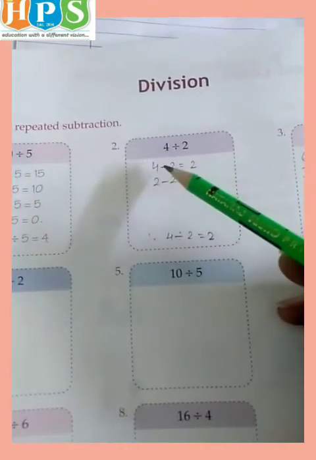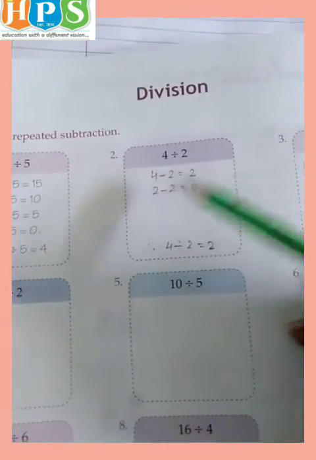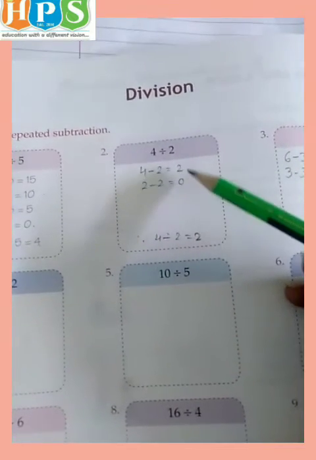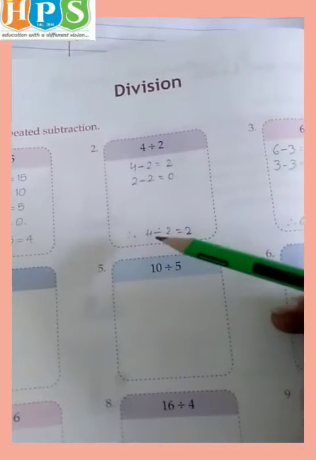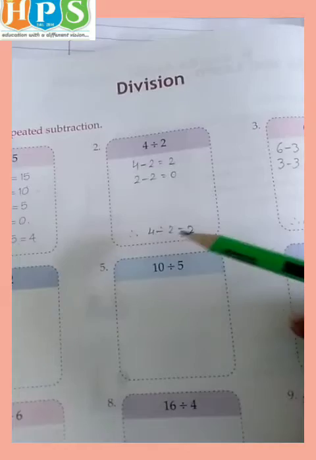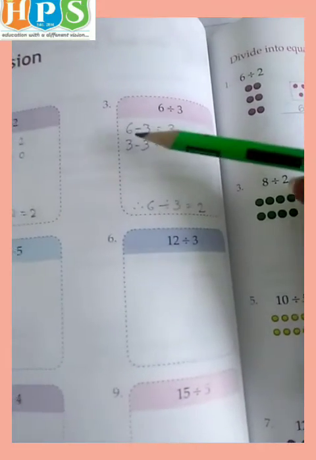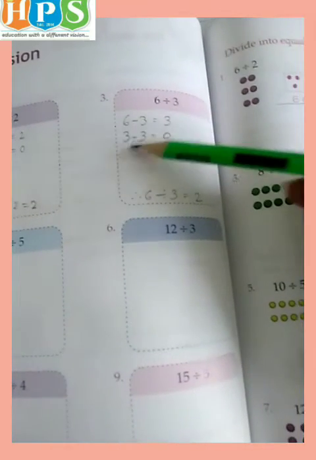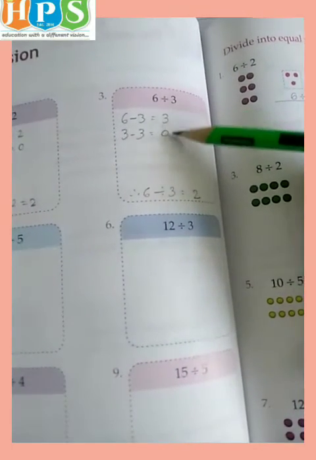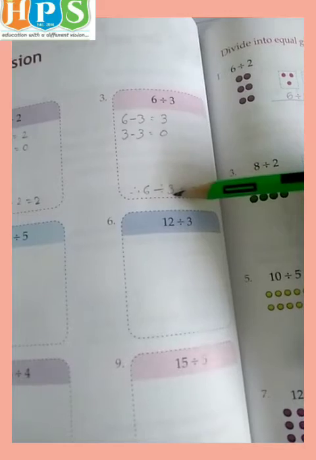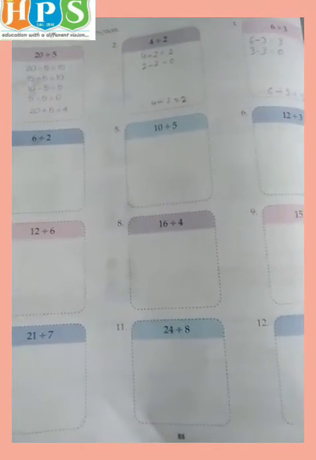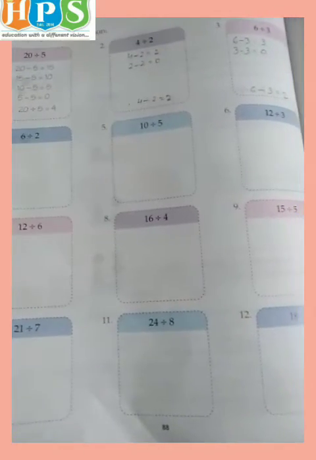4 divide 2. 4 minus 2 is equal to 2. 2 minus 2 is equal to 0. Means 1, 2. 4 divided by 2 is equal to 2 times. 6 divide 3. 6 minus 3, 3. 3 minus 3, 0. 1, 2. 6 divided by 3 is equal to 2 times. Okay children, do in your notebook page number 88 and come to next page 89.